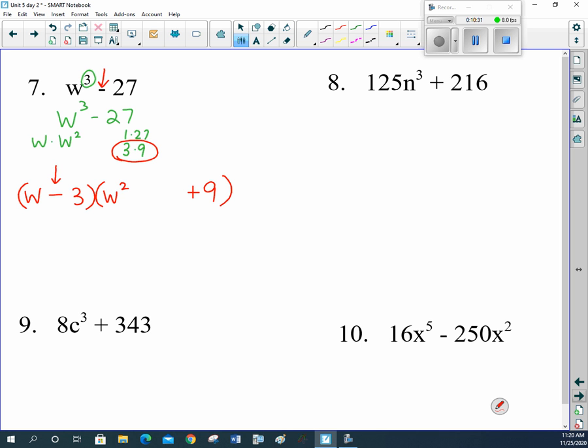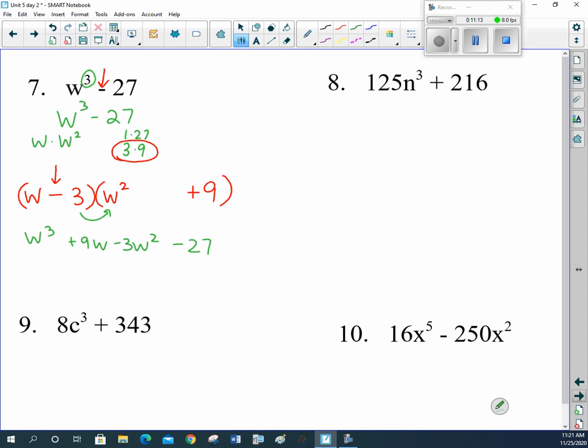Okay, now this is where you have to take a minute to figure out why am I not done? I feel like guess and check, we've done the first and the last terms, we should be done. Watch what happens when you multiply this out. You get w to the third plus 9w minus 3w squared minus 27. So that 9w and that minus 3w squared didn't cross out. They don't because they're not conjugates. But we want them to cross out because we don't want any middle terms. So this is the only one where you're going to have to create a middle term.